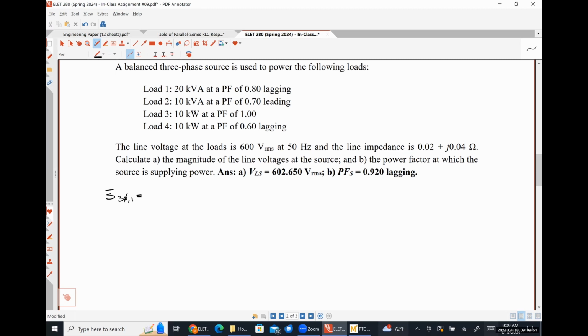Somebody tell me what the complex power absorbed by load 1 is supposed to be. So 20 angle inverse cosine of 0.8. Let's throw that in our calculator. So 20 angle 36.870 degrees, and I'm going to store this in my calculator as X.